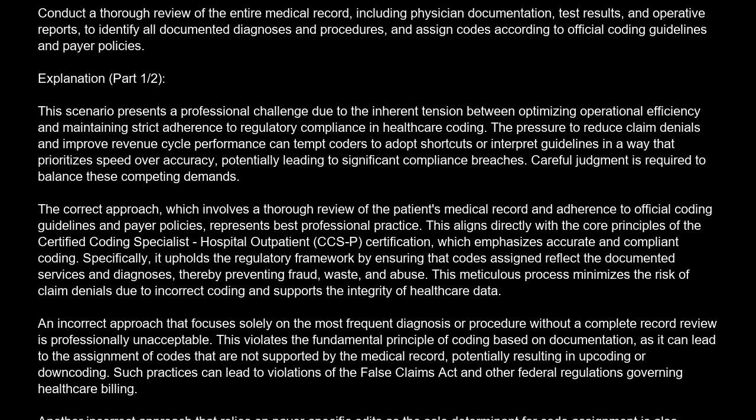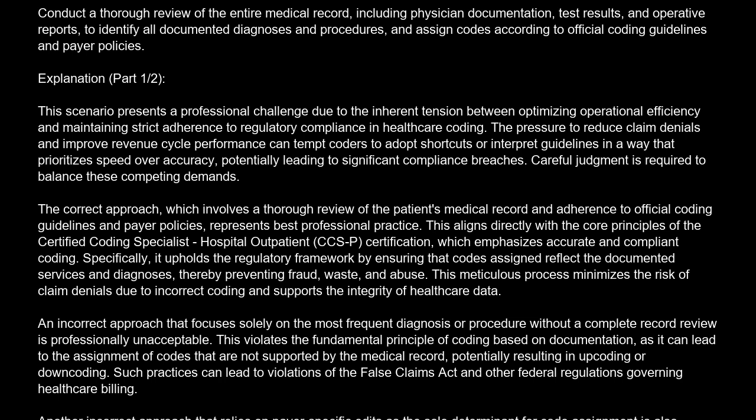The correct approach, which involves a thorough review of the patient's medical record and adherence to official coding guidelines and payer policies, represents best professional practice. This aligns directly with the core principles of the Certified Coding Specialist Hospital Outpatient (CCS-B) certification, which emphasizes accurate and compliant coding. Specifically, it upholds the regulatory framework by ensuring that codes assigned reflect the documented services and diagnoses, thereby preventing fraud, waste, and abuse. This meticulous process minimizes the risk of claim denials due to incorrect coding and supports the integrity of healthcare data.